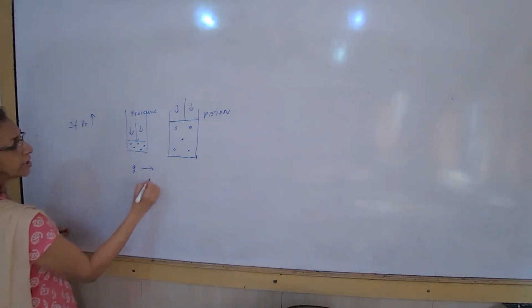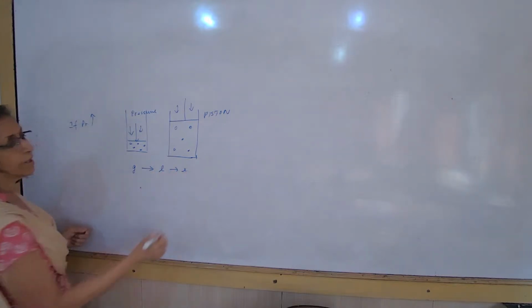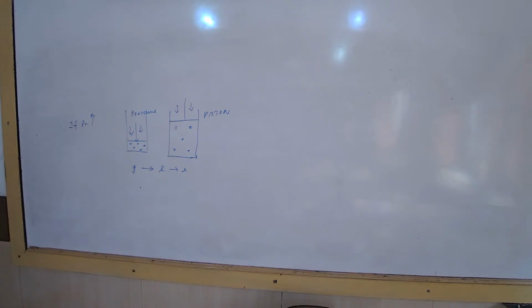A gas can change into liquid, and if you further decrease the distance, then of course it can become a solid. For example, I'm having oxygen which is present in a gaseous state. If I apply pressure, it can become liquid oxygen, maybe even solid, but at very low temperatures. Temperature is also going to make a lot of difference. If you have the text, you can refer to it.